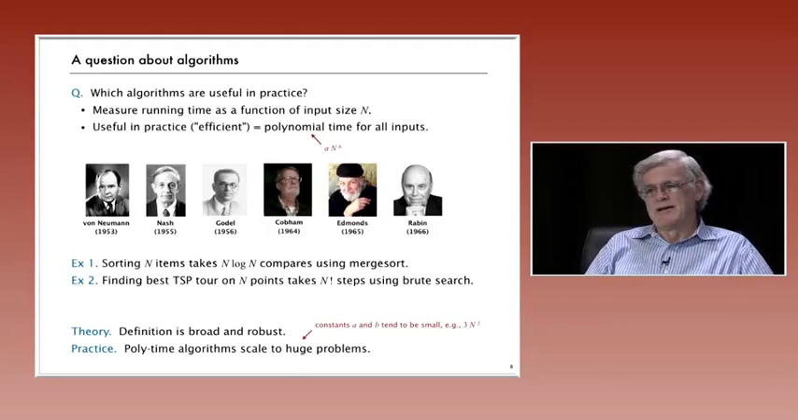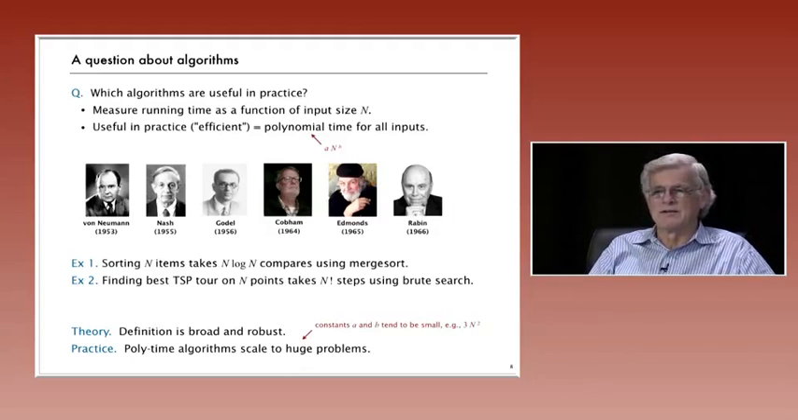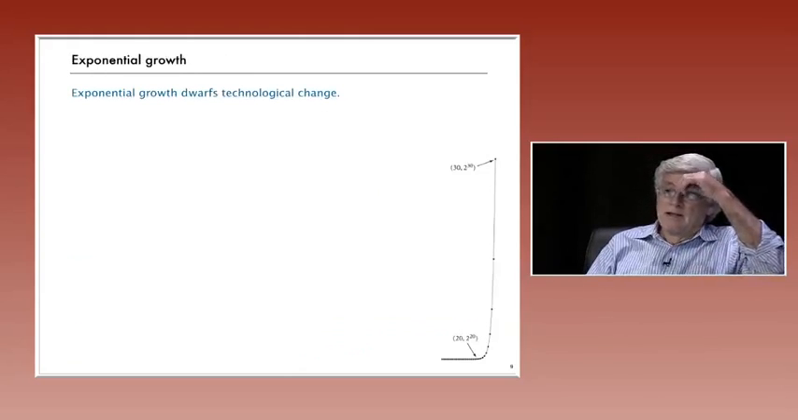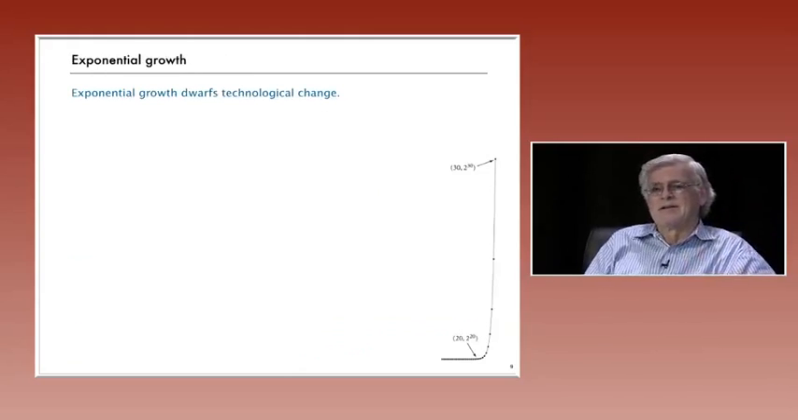And actually, unlike Turing machines, where we wouldn't actually contemplate using a Turing machine to solve a practical problem, in this theory, it's often the case that polynomial time algorithms will scale to help us solve large problems because the constants usually tend to be small. But the key is the idea of exponential growth.